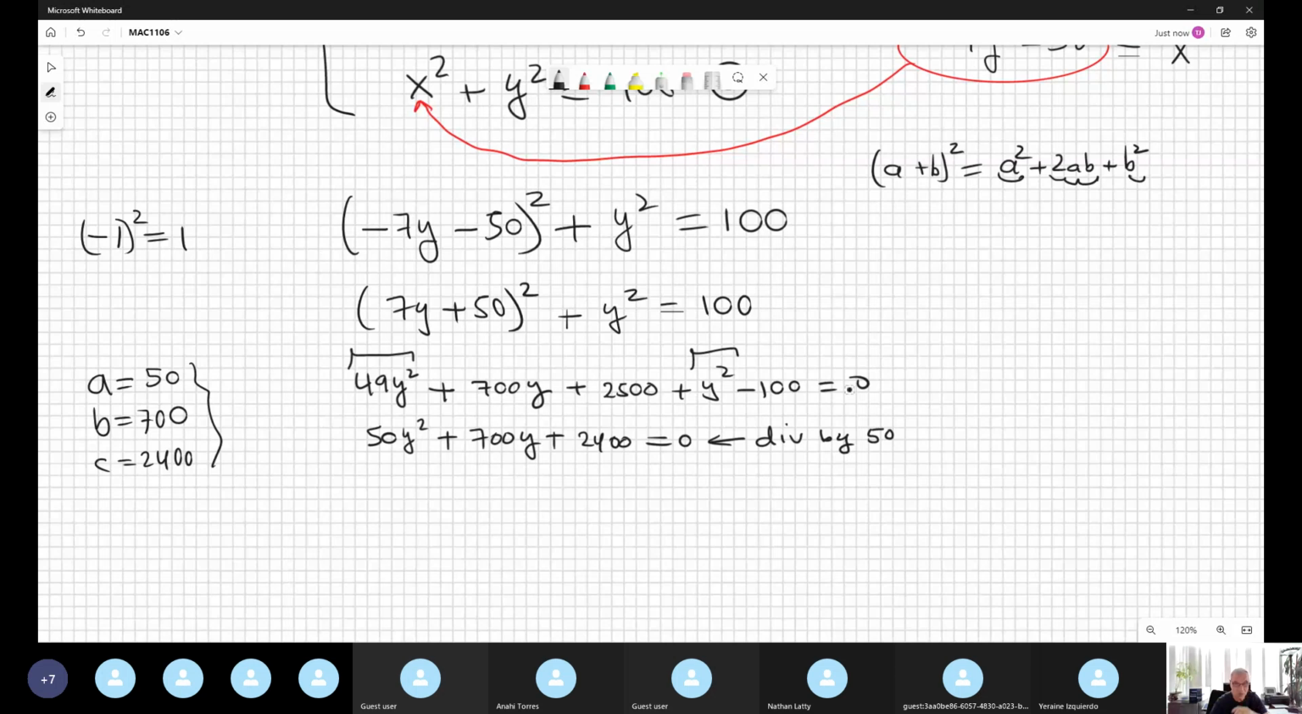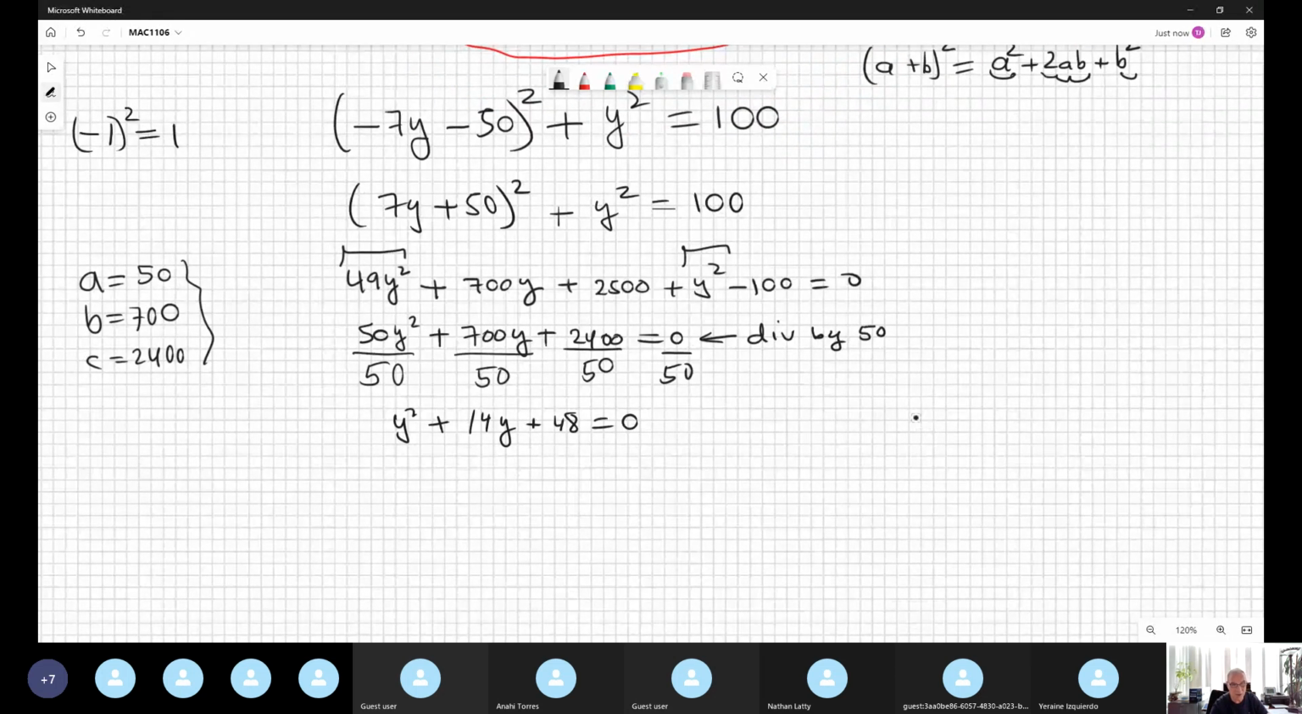However, look at what happened when you divide by 50. Of course, you put it in the calculator. Don't worry about the computation of this, because everyone uses a calculator in the test. You have y squared plus 700 divided by 50, which is 14y, and 2400 divided by 50 is 48, equals 0. Wow, amazing. And this is super easy. A quadratic equation that we can solve by factorization and not necessarily by the quadratic formula.